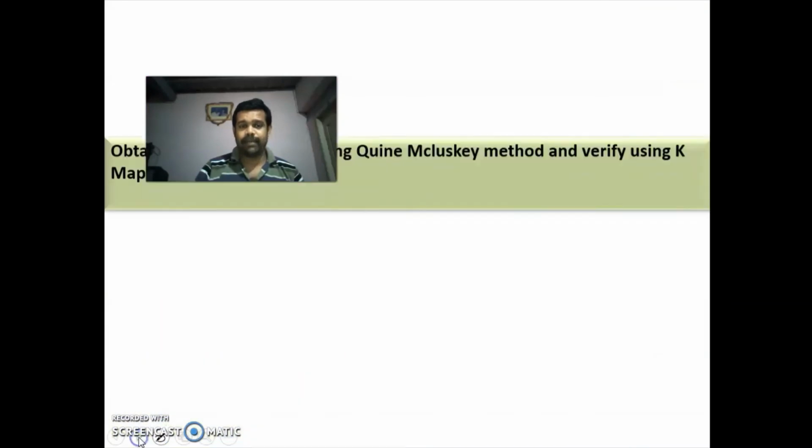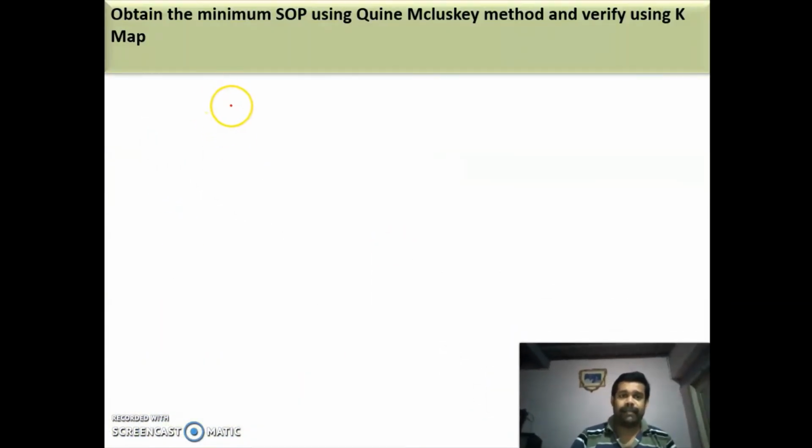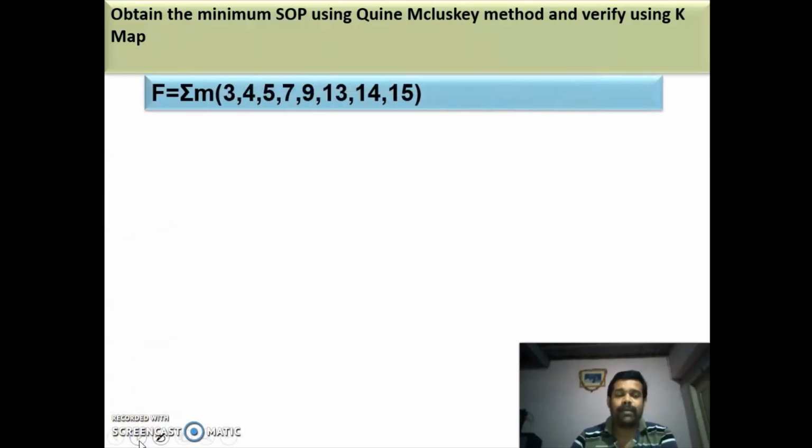So these are the minimum prime implicants. The next problem is: obtain the minimum SOP using the Quine-McCluskey method and verify using K-map. The problem is in SOP, and the given minterms are 3, 4, 5, 7, 9, 13, 14, and 15.